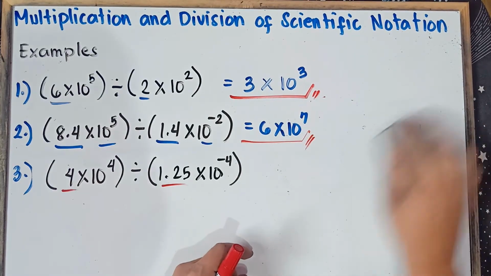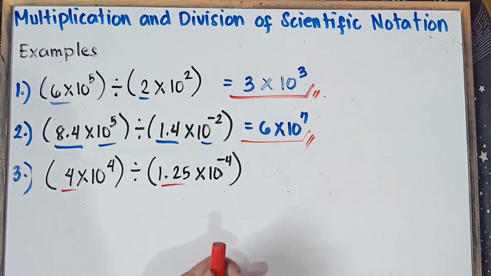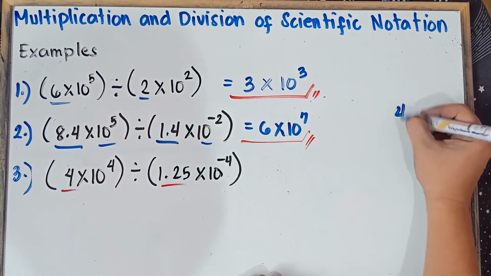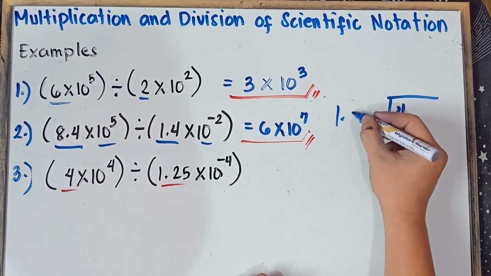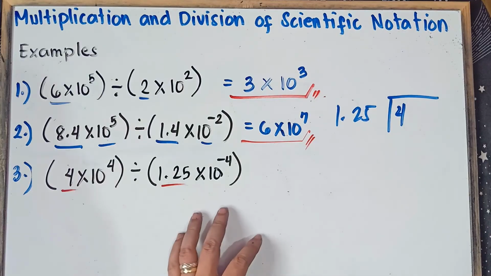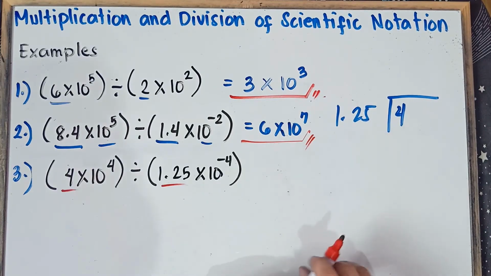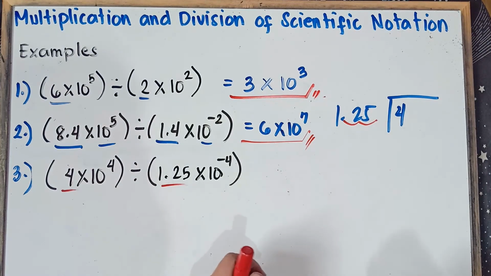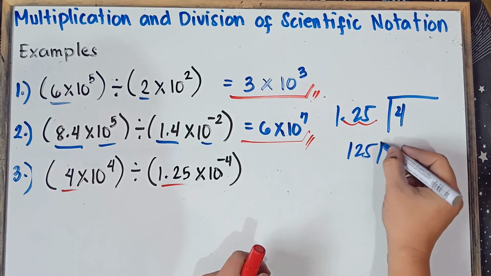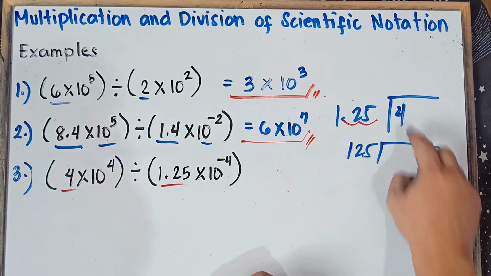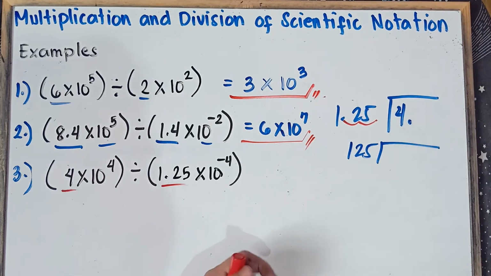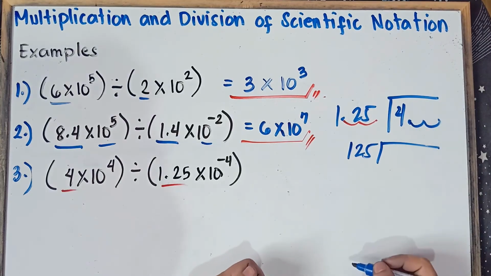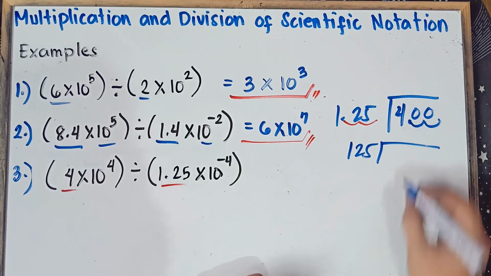Alright, so last example, class. Divide this one: 4 divided by 1.25. Once again, we need to make our divisor into a whole number. We need to move the decimal point left to right twice, and it will become 125. The decimal point of this whole number 4 will be here, so we also move it twice, 1 and then 2, and this becomes 400.